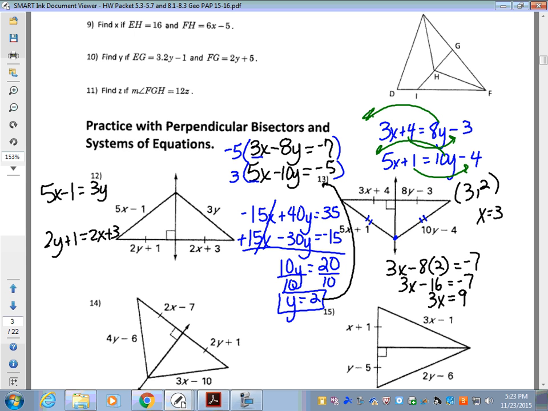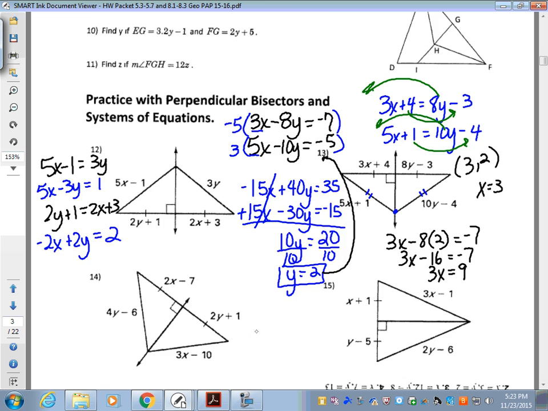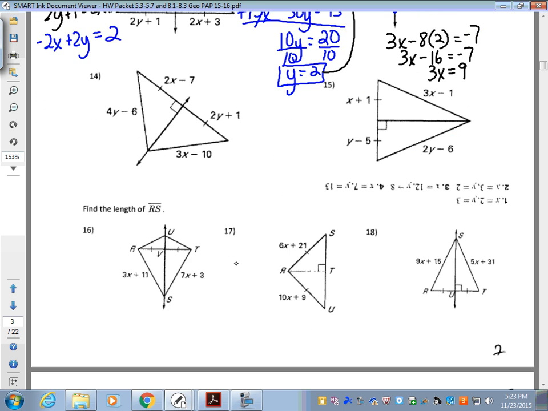So move the y's and the x to one side and the constants, your numbers, to the other side. This would give me 5x minus 3y equals a positive 1, and this is going to give me a negative 2x plus 2y equals 2. And then we need to create opposite terms so we can eliminate. So that's my help for you on those. We are definitely going to see that as part of your check.